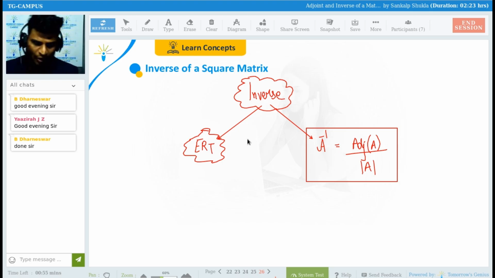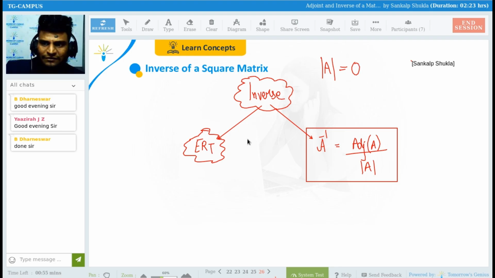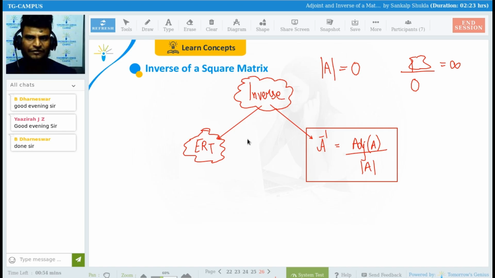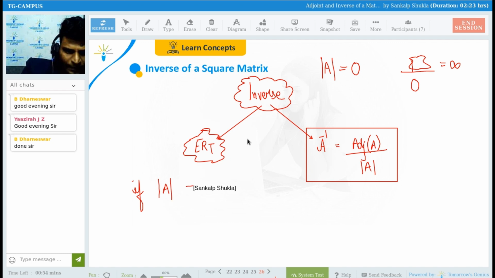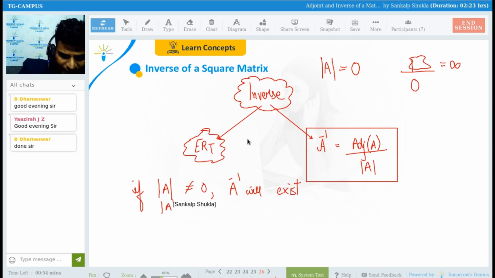Please make sure there is one common point also. A inverse, you can see the formula, A inverse is adjoint of A divided by determinant of A, right? So in case of finding inverse, you have to always find determinant first. Why? Because what if determinant A comes to be 0? Anything upon 0 is not defined. So inverse will not exist when determinant is 0. Again I am telling you, inverse will not exist if determinant A is 0. That means if determinant A is not equal to 0, A inverse will exist. And if determinant A equals 0, A inverse won't exist.